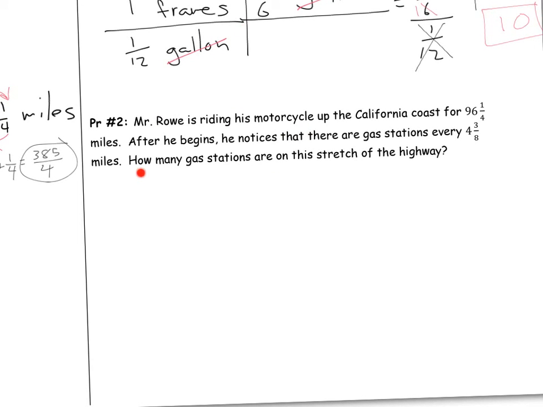Look at what I'm asking for. I'm asking for how many gas stations. Write gas stations first. Tell me something you know about gas stations as it relates to miles, and then tell me something else that you know about miles, and solve that out. I'll put the answer up in just a second.